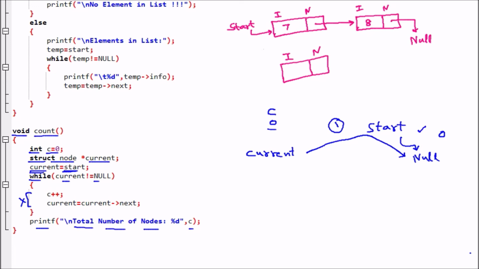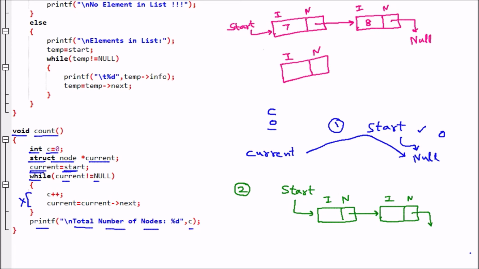Now we are working on case number 2, if some nodes are available. This is case 2. Here we have a start pointer, and let us assume that we have two nodes available. This is node 1, this is node 2, each having an info part and a next part. Start is pointing to node 1, it is pointing to the next node, which is pointing to null. Here we have elements like 7 and 8. These are the two elements, and there is one more pointer we know of, which is current.